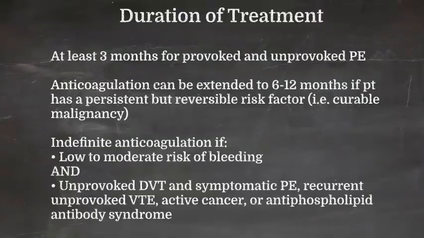However, if you weren't able to find any risk factor, then that is an unprovoked DVT or PE, and those patients, if their risk of bleeding is low, can actually be on anticoagulation for life. Patients who have recurrent unprovoked VTE, who have active cancer or antiphospholipid antibody syndrome, also typically require lifelong anticoagulation.